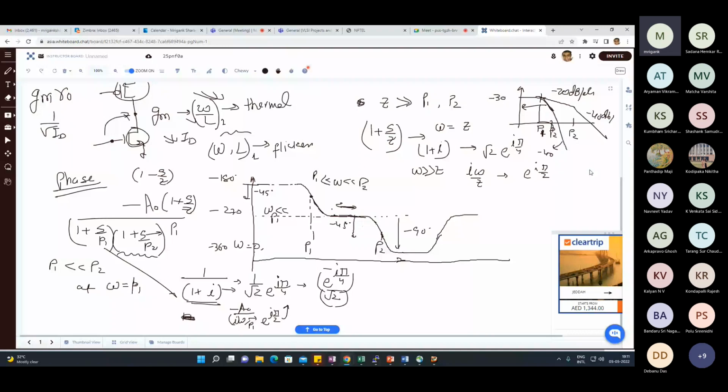What will happen if the poles are too close? How will the plot change? So you should be able to get a Bode plot, phase as well as magnitude, based on your pole and zero locations. This is important for stability analysis in closed loop amplifier circuits. Any question on this? Yes, any question?